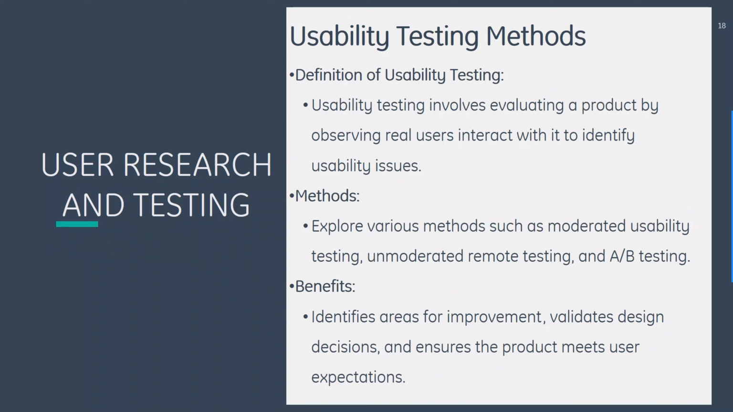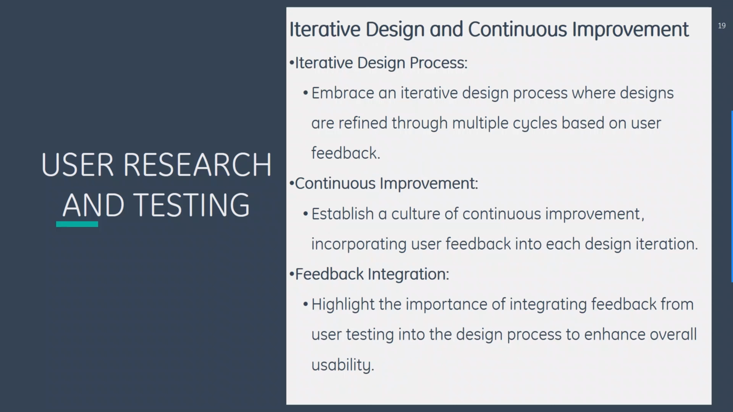Next, we have usability testing methods. Firstly, usability testing involves evaluating a product by observing real users interact with it to identify usability issues. Then we have some of the methods: explore various methods such as moderated usability testing, unmoderated remote testing, and A/B testing. The benefits of usability testing methods include identifying areas for improvement, validating design decisions, and ensuring the product meets user expectations.